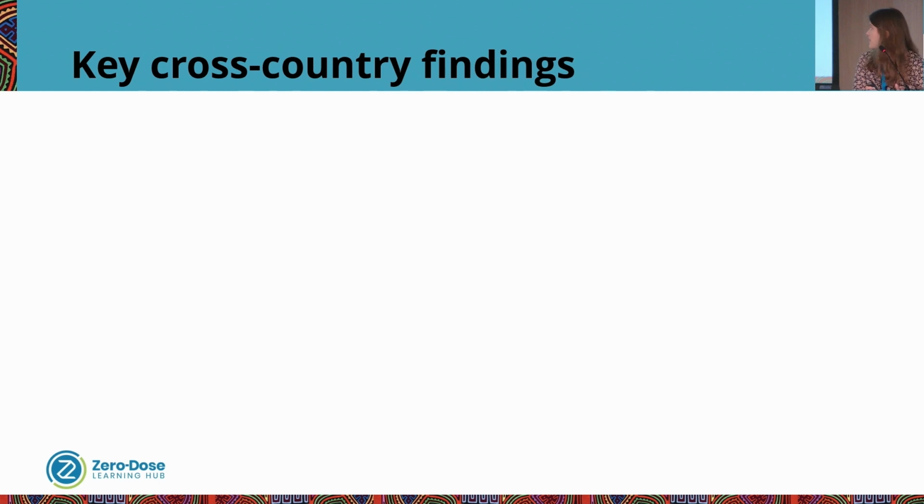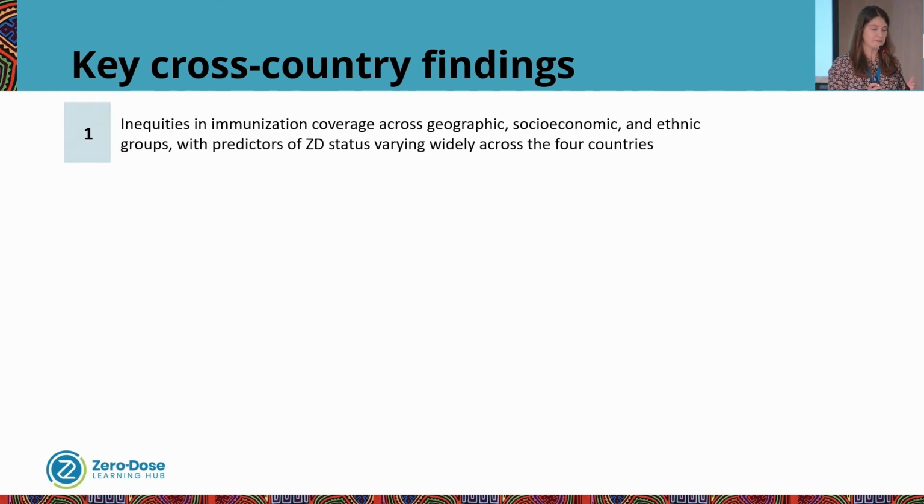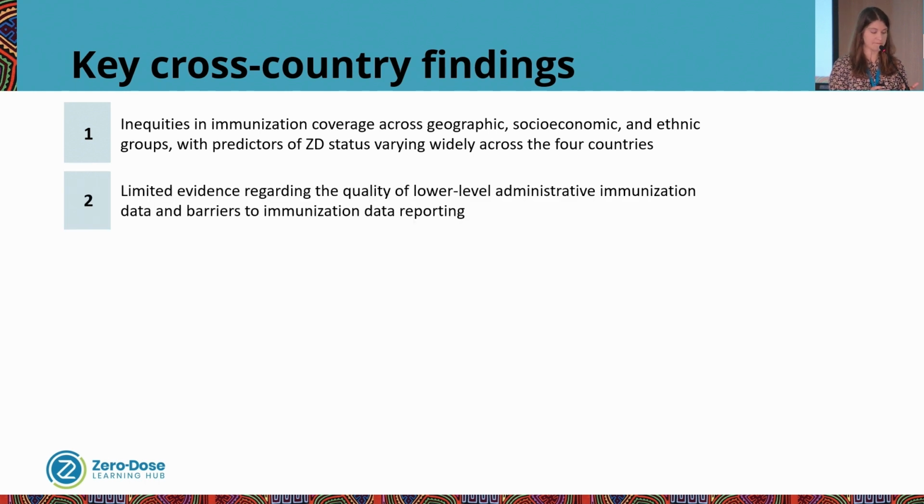So to start, as I already mentioned, there are inequities in immunization coverage across various geographic, socioeconomic, and ethnic groups, with predictors of zero-dose status varying widely across the 4 countries.